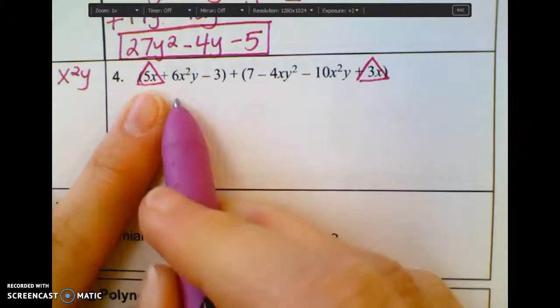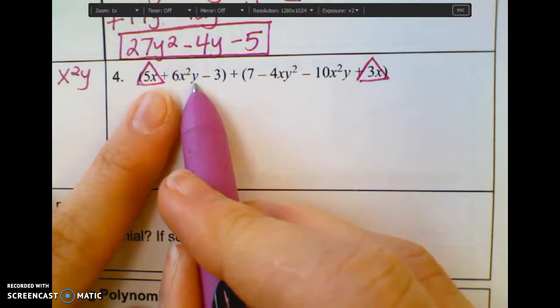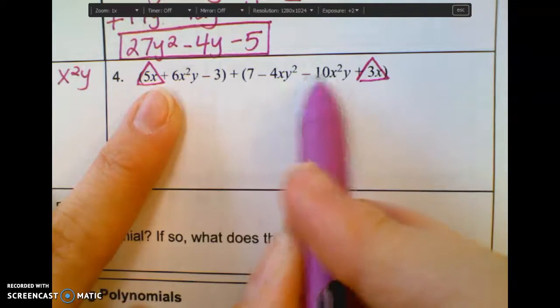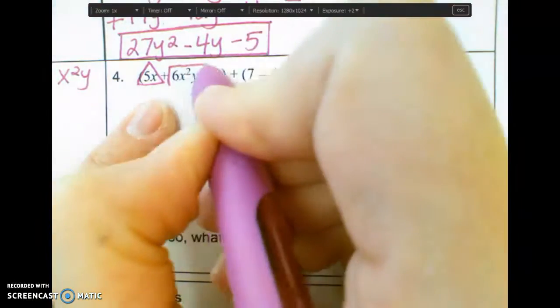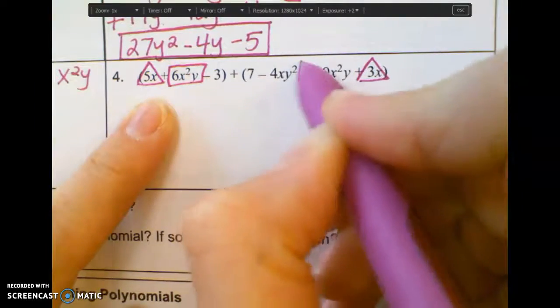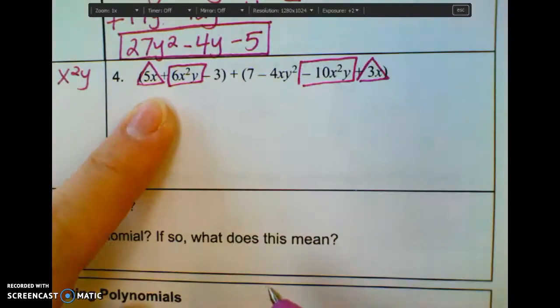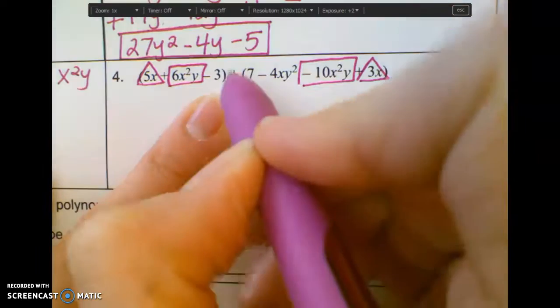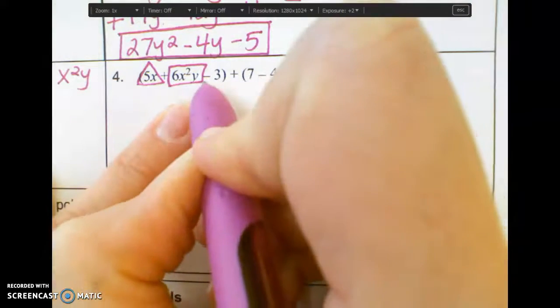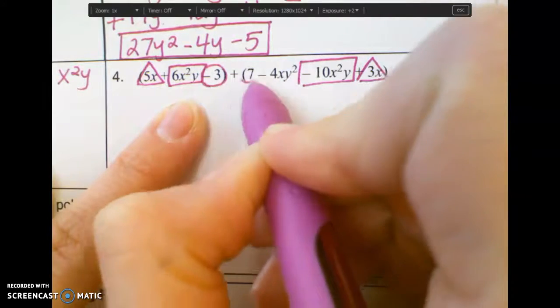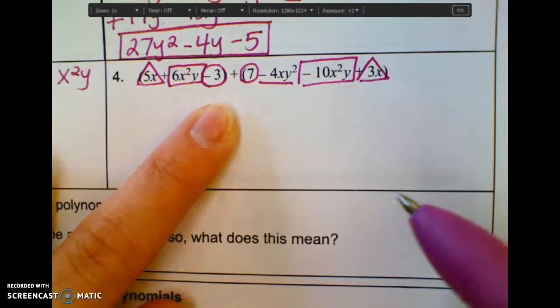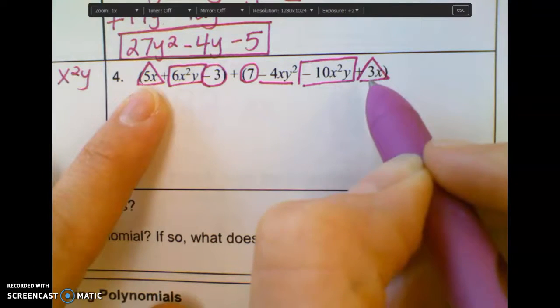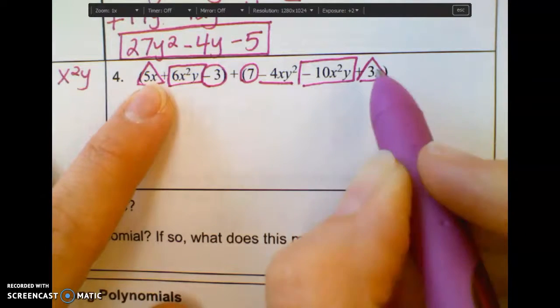5x and 3x. 6x squared y, does that have anything to combine it to? Yes, I can combine it with the 10x squared y. So I'm going to put a square around this one and make sure you include that negative. Negative 3, it is like terms with the 7 and the negative 4xy squared, no like terms. So let's start adding up the things that have the same shape, the like terms.